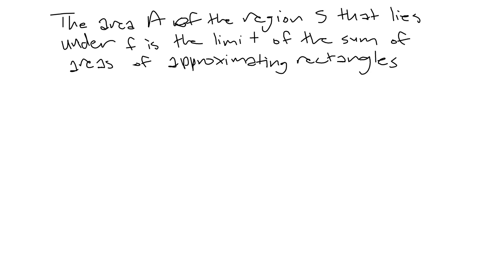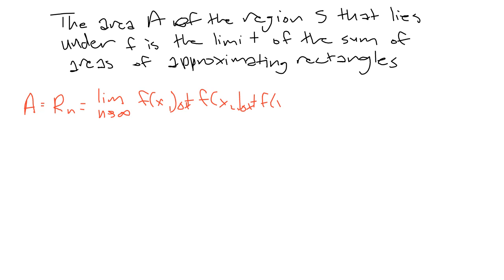There's actually a couple ways we can approach this. We can approach this using our right side, where A is equal to our right sum, which is equal to the limit as n approaches infinity of f of x1 times delta x, plus f of x2 times delta x, plus f of x3 times delta x, and so on and so forth to f of x sub n times delta x.